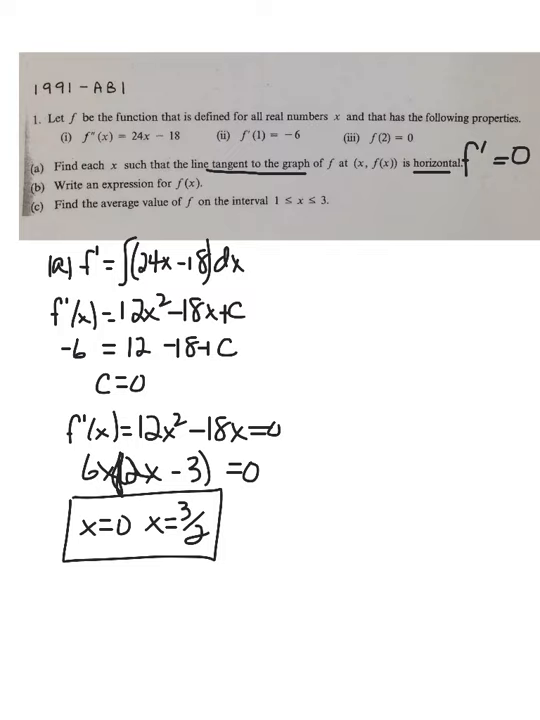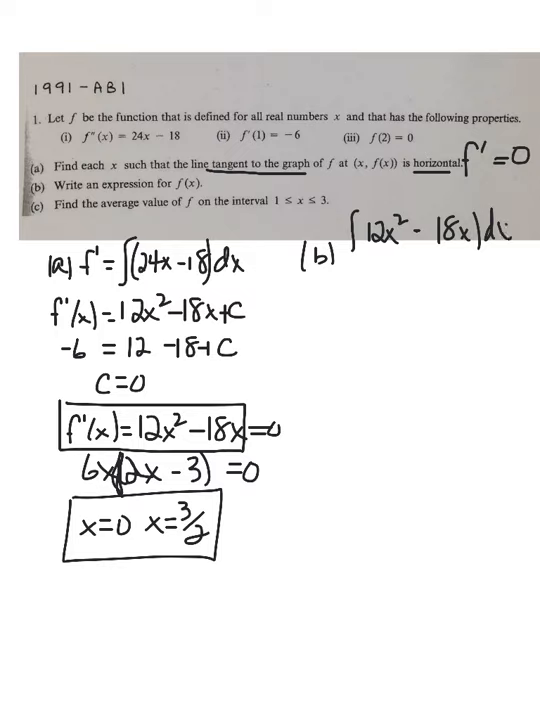Okay, all right, part B just wants an expression for f of x. So we are going to take our f prime of x, which is right here, and we're going to integrate that. So we're going to integrate 12x squared minus 18x dx. All right, so let's see what we get. So we get 4x cubed minus 9x squared. What is happening to my minus there? Plus c.